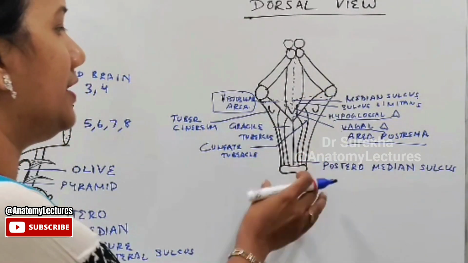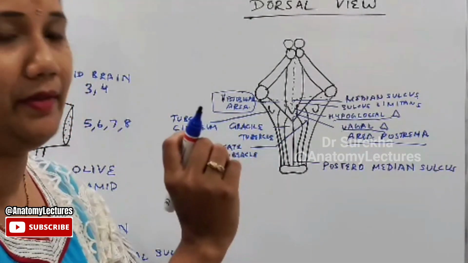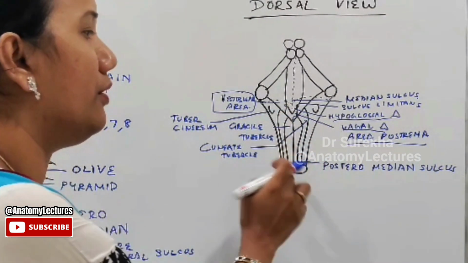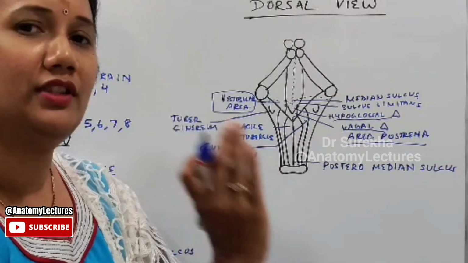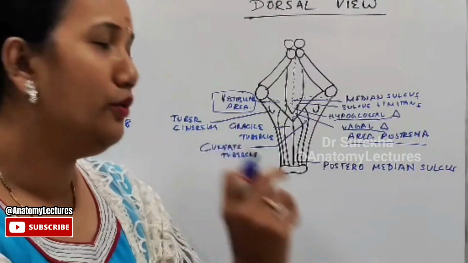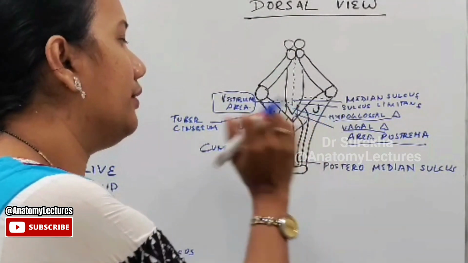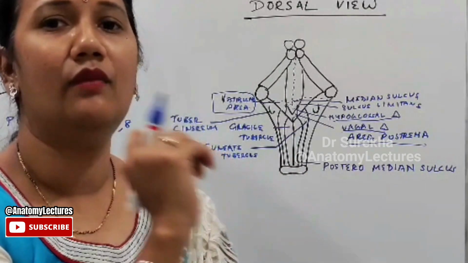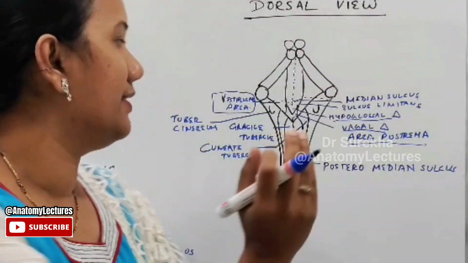So the features you see in the dorsal part of the medulla are the posteromedian sulcus which will divide the posterior part of the medulla into two equal halves, and then lateral to that you see the gracile tubercle which overlies the nucleus gracilis.